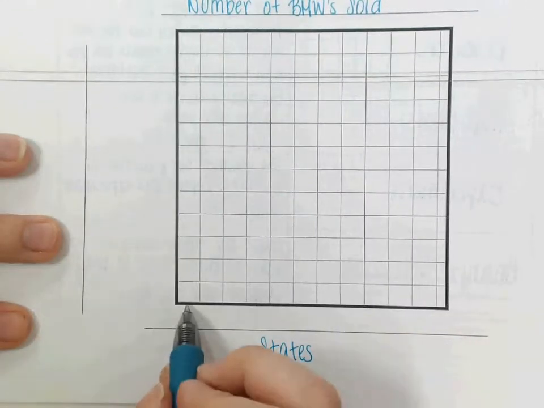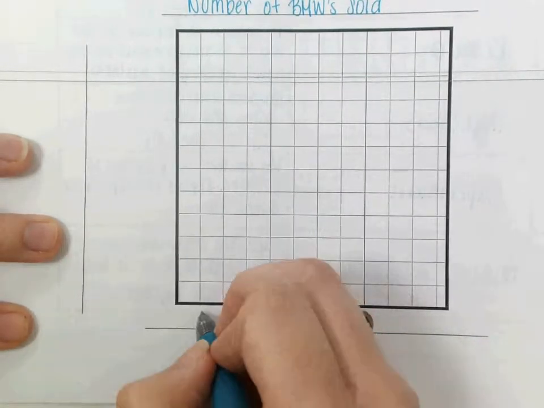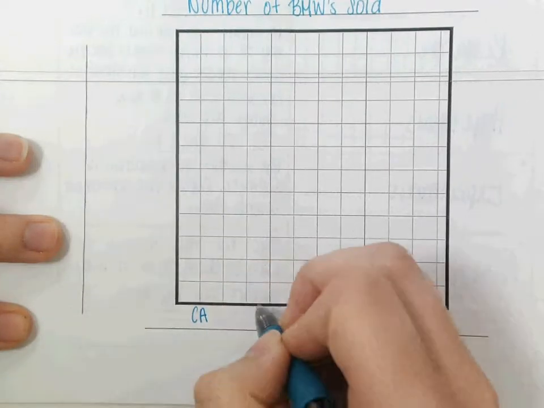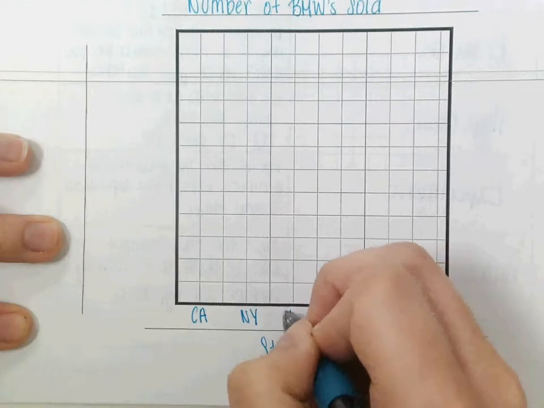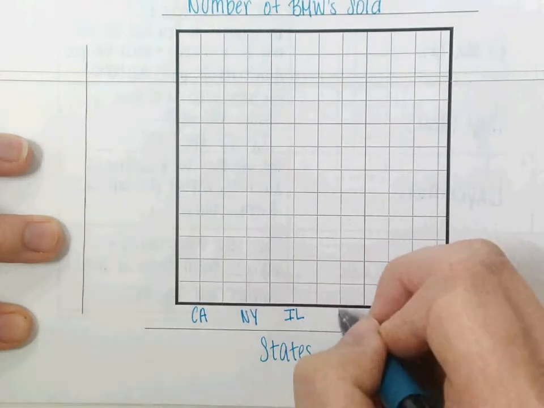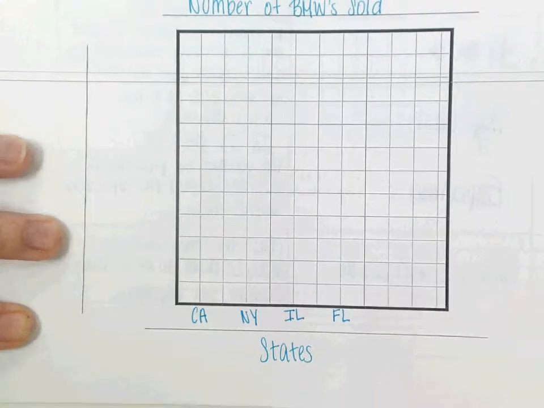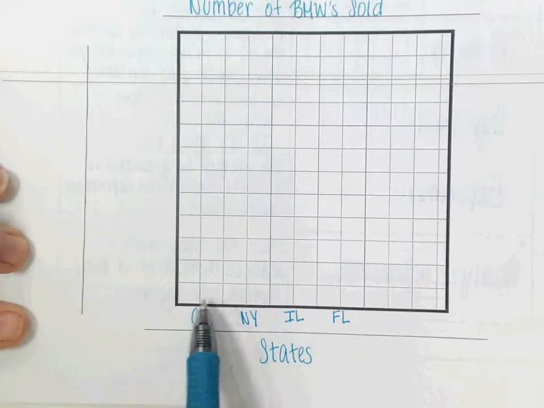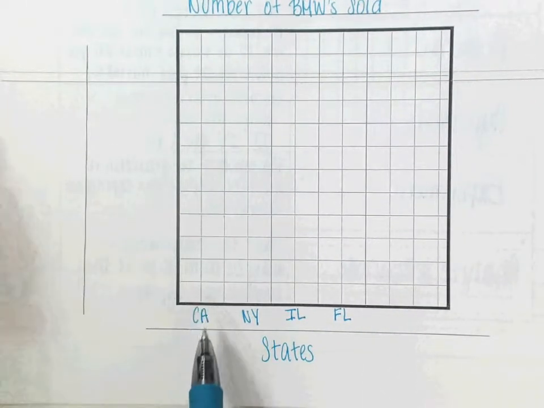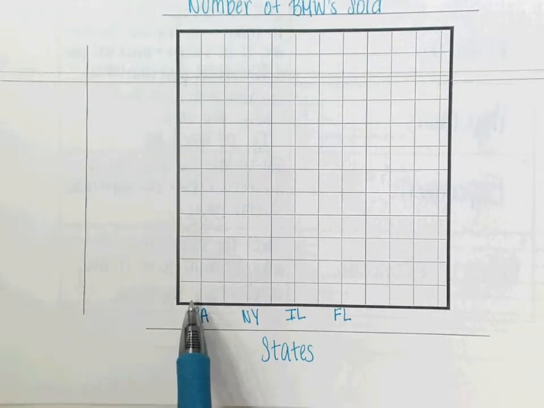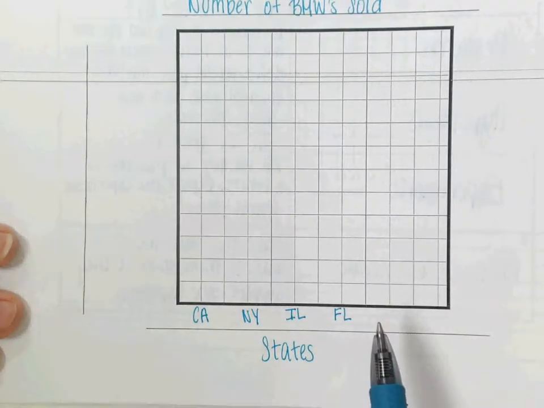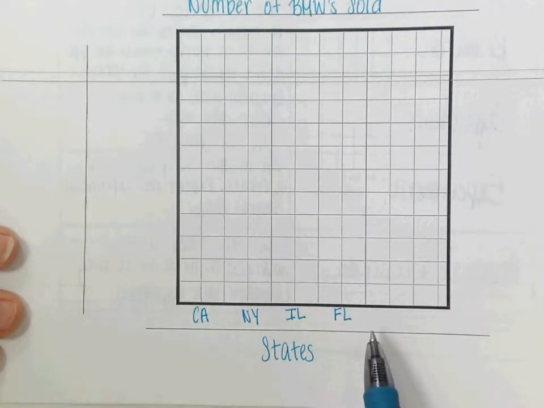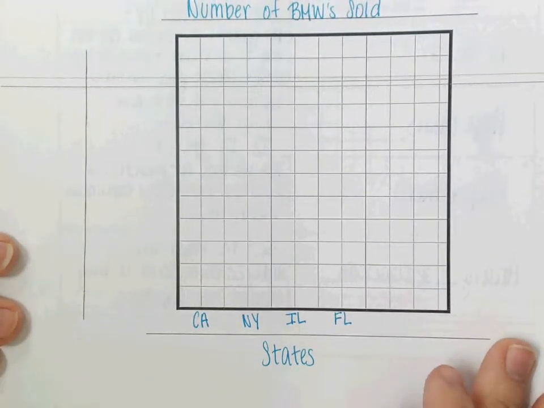And I'm going to do every 2 as one state. So we have California, New York, Illinois, and Florida. Now, it's okay if you don't use 2 bars or two columns for each state. That's fine. You can just use 1. You can also space them out. So there's a space in between your bars. That's also okay, as long as you have the correct information. So then our dependent variable is going to be our average.